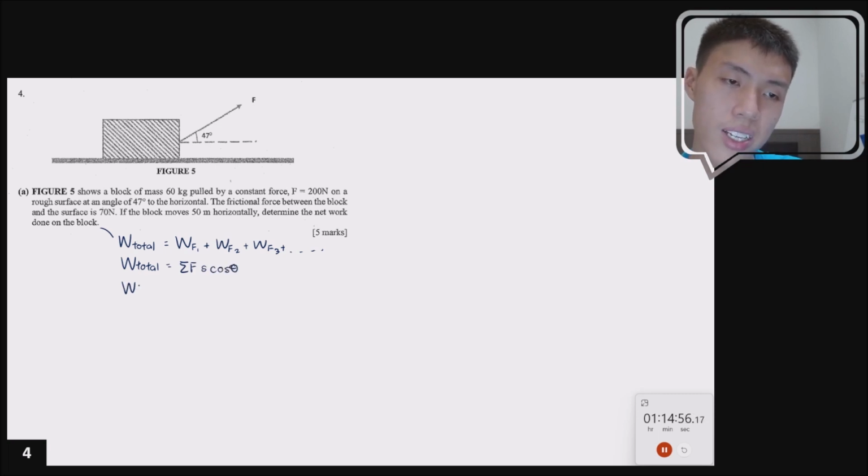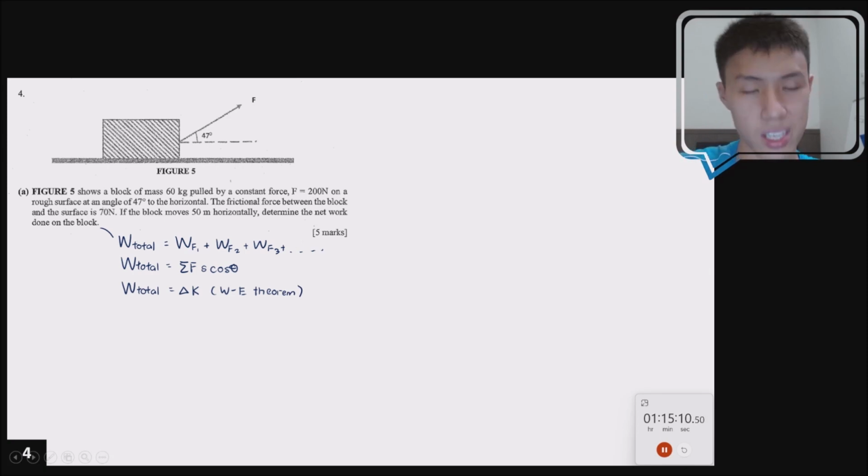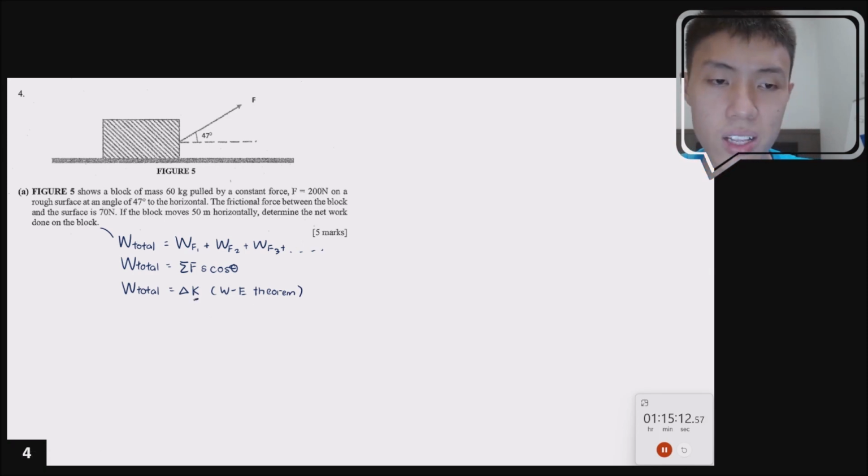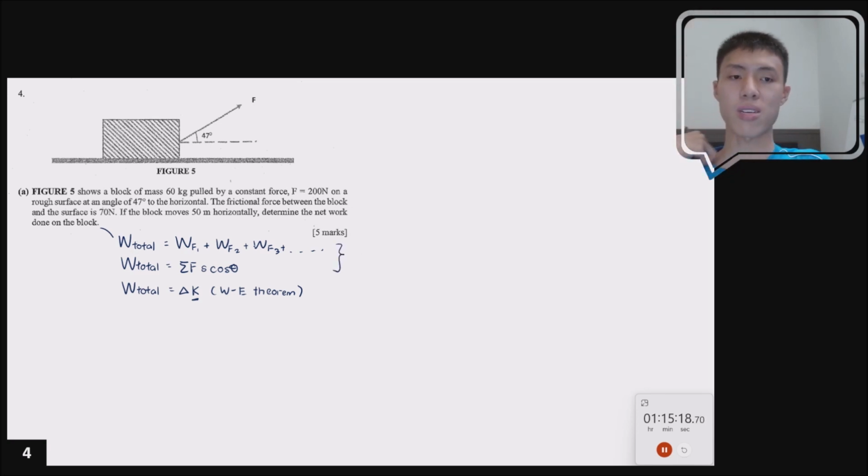Or lastly, you can find the total work done by equating it to the change in kinetic energy using the work energy theorem. For this case, I don't think it requires the work energy theorem because we don't know the speed. If we don't know the speed, then we don't know the kinetic energy, so we cannot relate to the kinetic energy over here. So it's one of these two methods. Both methods should do fine. Both methods should get the same answer. So I'll do the first method maybe.